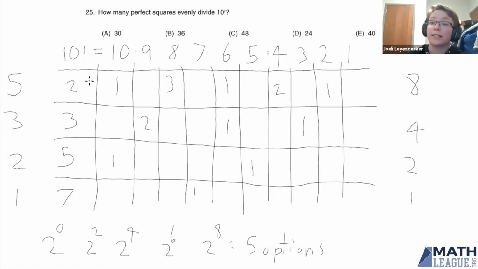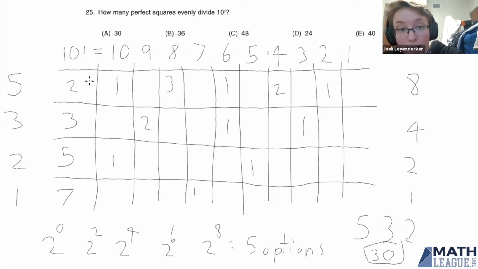And we can multiply all of these together because any of these possibilities can all be multiplied together to make an individual perfect square. So our answer is going to be 5 times 3 times 2, or 30, which is our answer. That was answer choice A on this test. And we're done. Thank you.